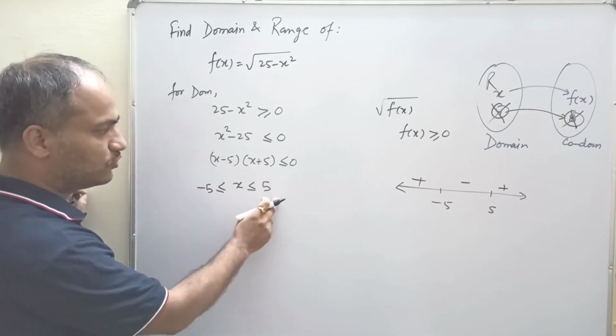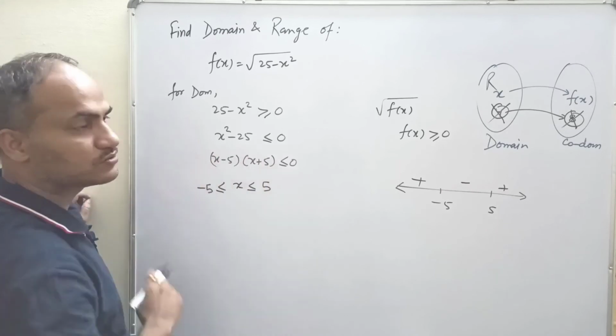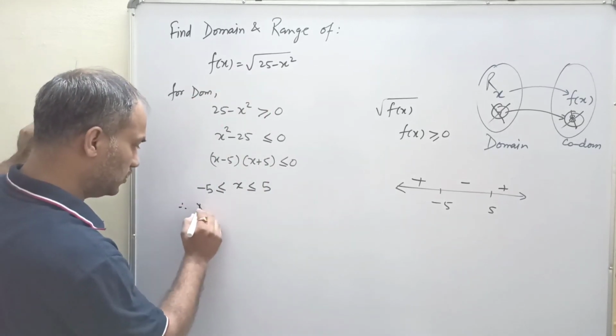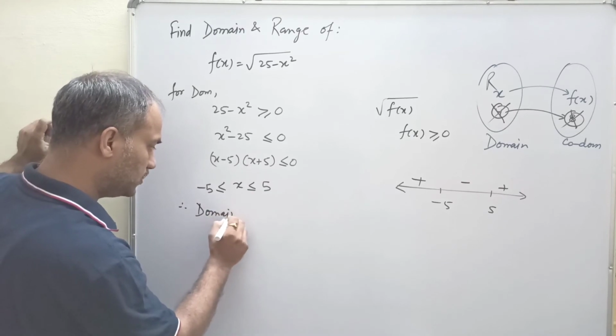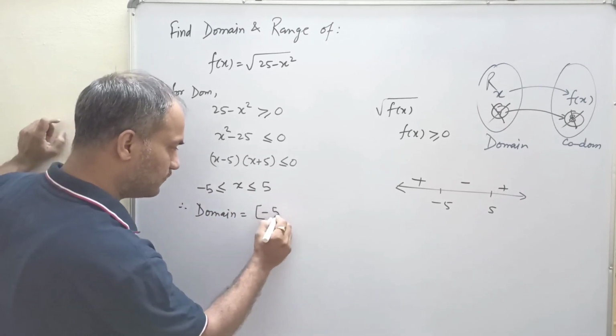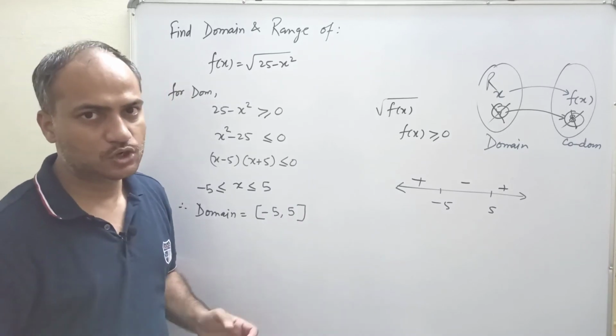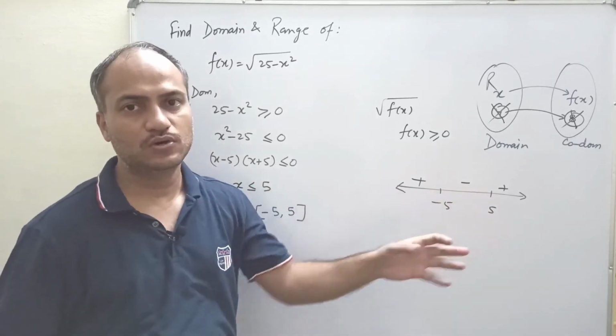It means minus 5 to 5, and equal to is also there, because it was there in the numerator. Therefore domain is equal to minus 5 to 5. All these values will be there in the domain. You can quickly put any value and check it.